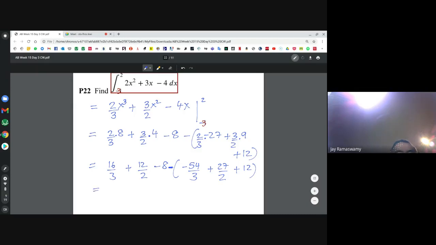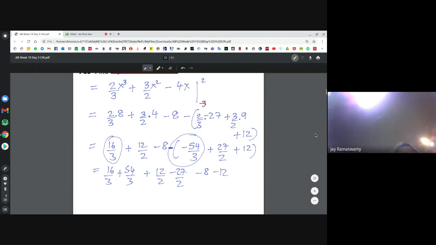Now, what's this? Mind blown. For those of you who don't get it, 3 goes into 27, 2 goes into the 4, but I'm not simplifying. Now do you observe? These are like terms. So that's 16/3 plus 54/3. Can you see? The work is less now. The next term is 12 halves minus 27 halves. You have a common denominator. And then finally, negative 8 minus 12, correct? This is very easy to solve.